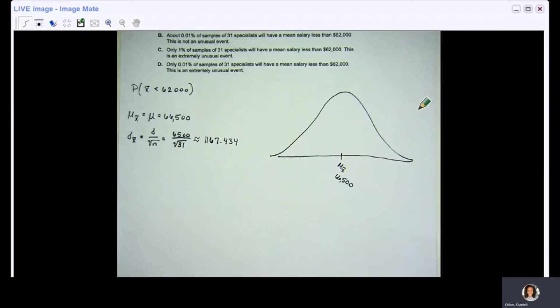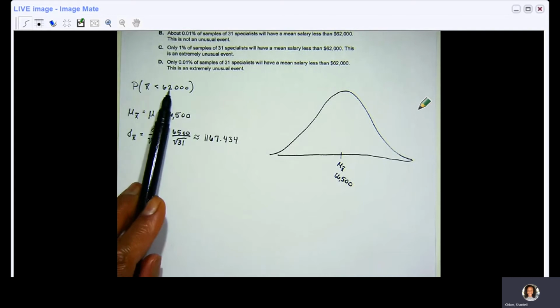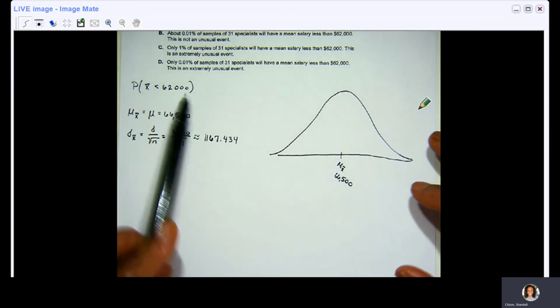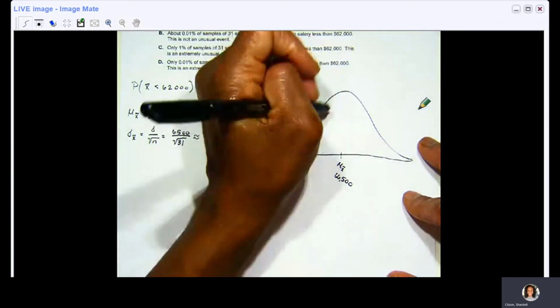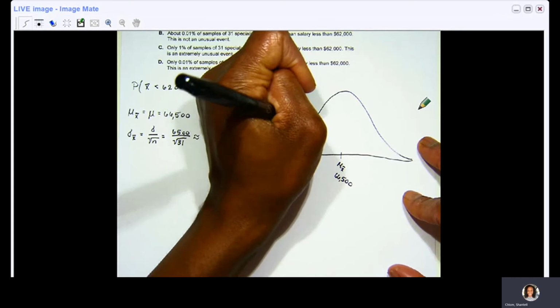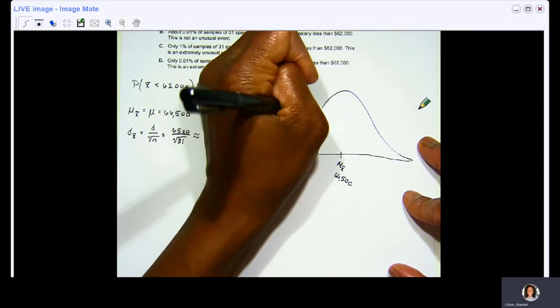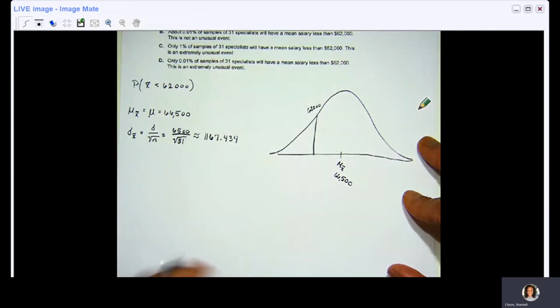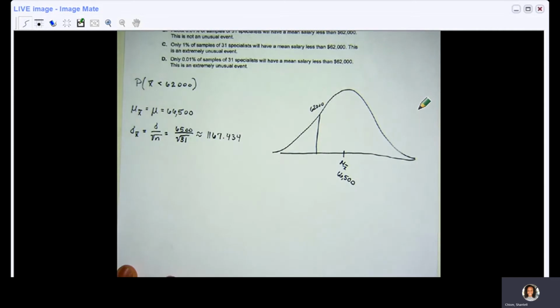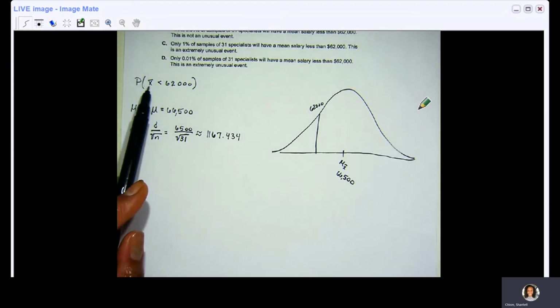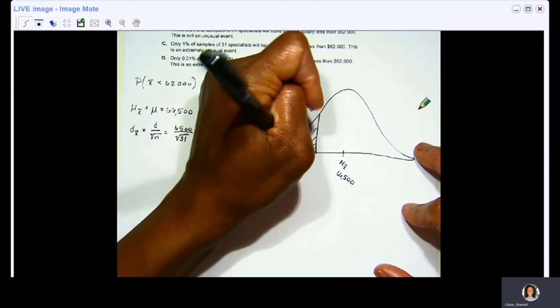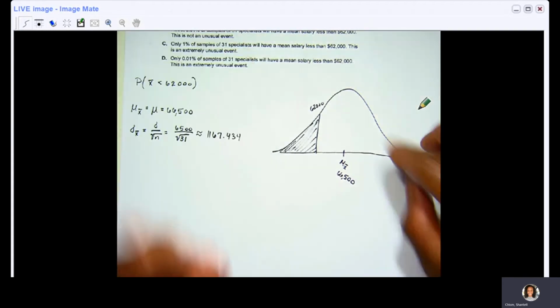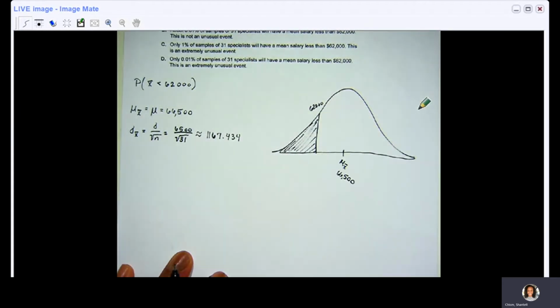Okay, and we want to find the probability that X bar is less than 62. Well, 62, of course, is smaller than 66. So I'm putting it over here to the left. And then I want the probability that X bar is less than that, so I'm also shading to the left. So it's smaller than the mean, so that's why I put it on the left. Okay, if it had been bigger, I would put it on the right.